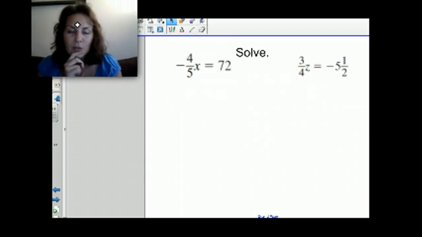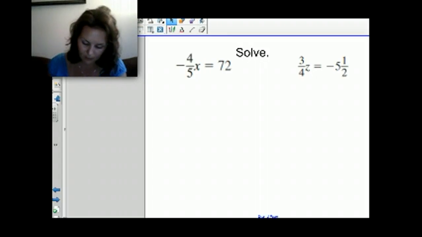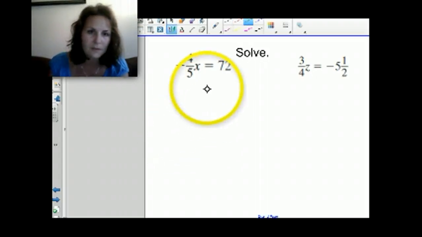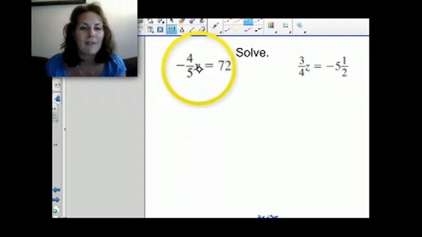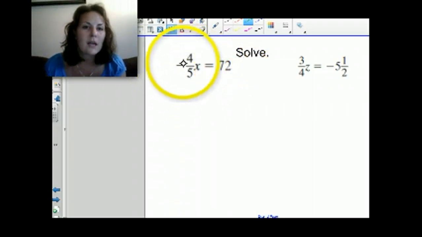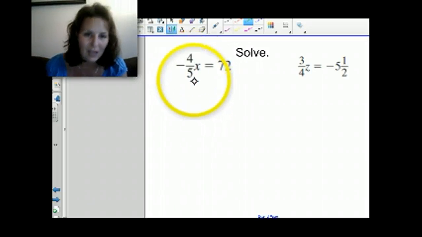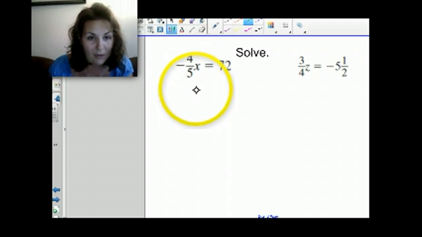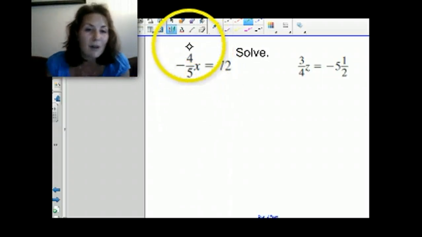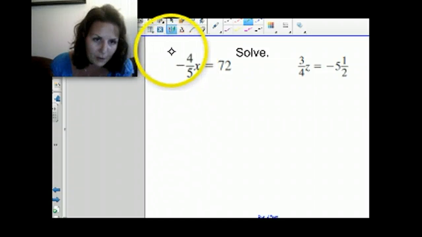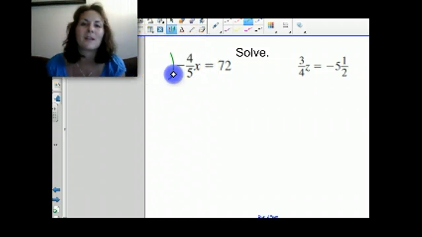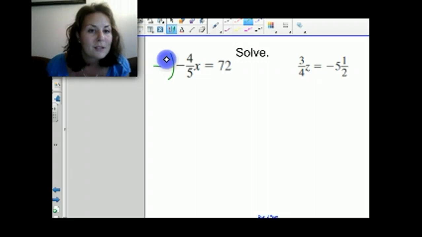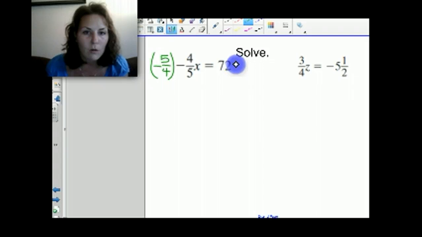This is a good point to, well, no, these are fractions. Nope. Let's go through these. Negative 4 over 5x equals 72. Now that's negative 4 over 5 times x. Dividing by fractions. So we could divide both sides by negative 4/5, and that sounds awful. So what we do, if you can remember, is multiply both sides by the reciprocal. So I'm going to multiply both sides by negative 5/4. Over here, multiply by negative 5/4.